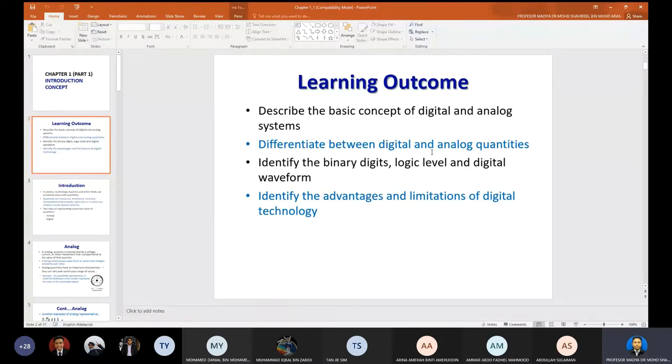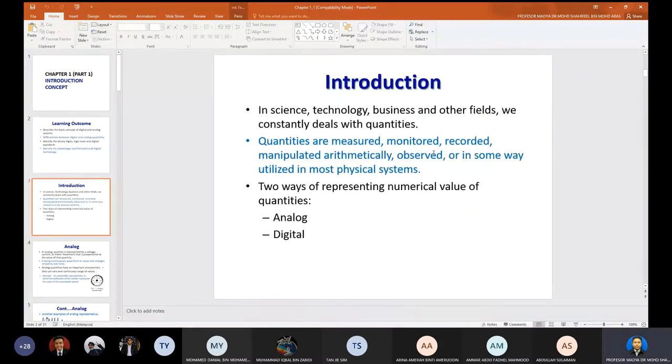And then learning outcome number 4 will be to identify the advantages and limitations of digital technology. What are the disadvantages of digital technology? Even though we have the advantages, we also have the limitations of digital technology. So this is what I mentioned to you.